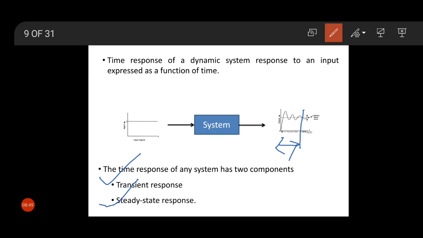Coming to the steady state response, the steady state response of a system won't change with time. It will come constantly. This portion is the steady state response. The transient is represented by TR and the steady state response is represented by SR.